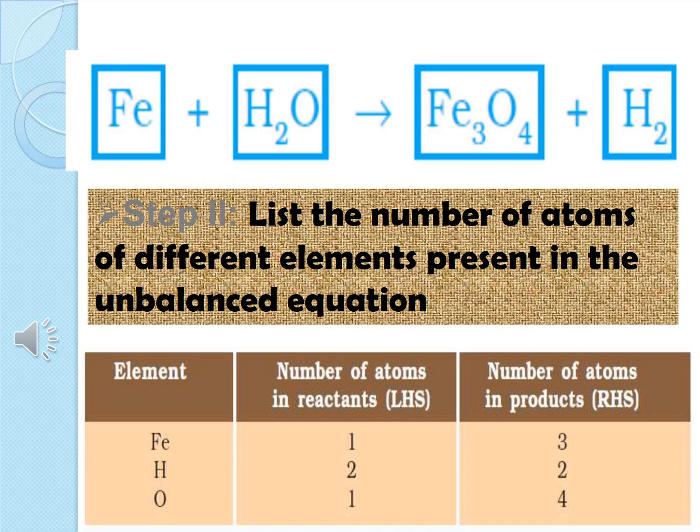After the first step, the second step is to list the number of atoms of different elements present in the unbalanced equation. As you can see on your screen, the number of iron atoms is 1 on the left hand side and 3 on the right hand side. The number of hydrogen is 2 on the left hand side and 2 on the right hand side. And oxygen is 1 on the left hand side and 4 on the right hand side. So we need to balance this equation.